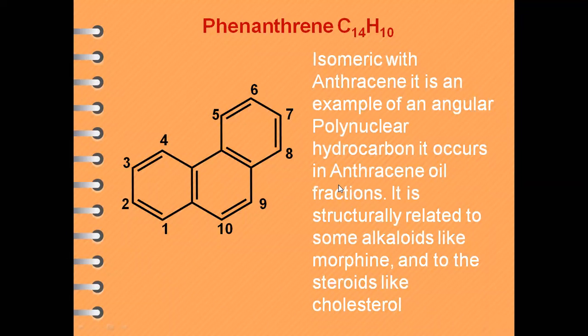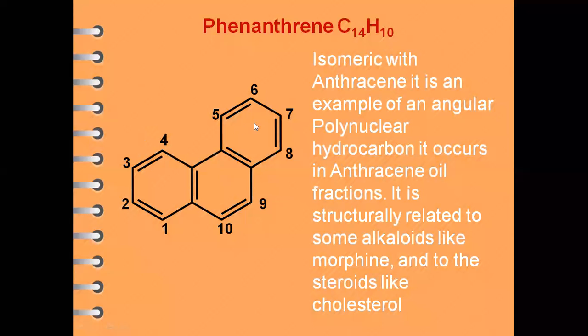Whenever we derive anthracene from coal tar fractions, that time, as we discussed when discussing the anthracene source, some fractional impurities of phenanthrene are also there in that coal tar fraction, as it is structurally related to some of the alkaloids. This phenanthrene structure is related to some of the alkaloids like morphine, which is used as an analgesic compound. So the structure of morphine resembles the structure of phenanthrene, and it also resembles the structure of cholesterol. You have studied the structure of cholesterol. Whenever we compare this structure with the cholesterol molecule, it looks like the structure of cholesterol.